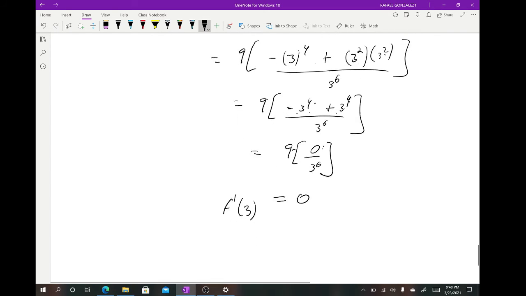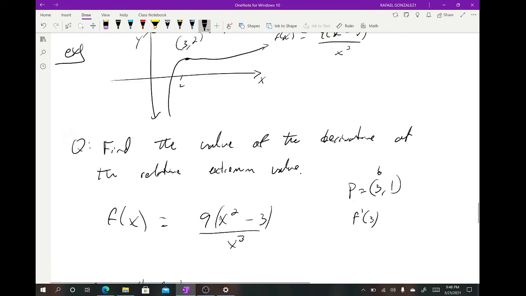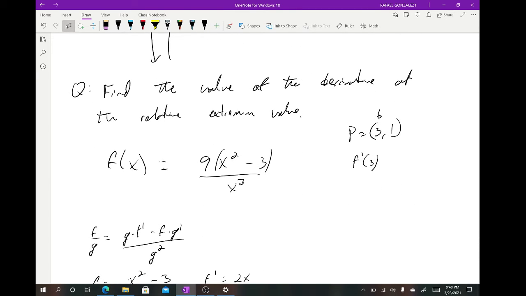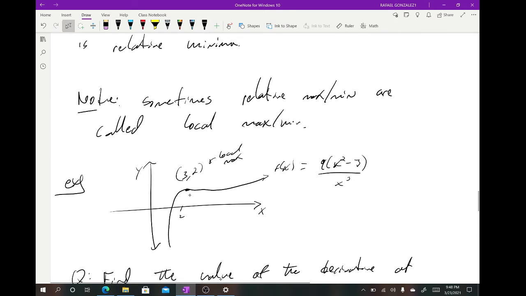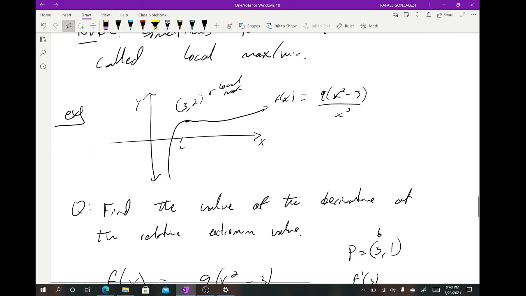Okay? All right, so that's the first example. So we found out that the derivative of this function evaluated at the relative maximum is equal to 0.